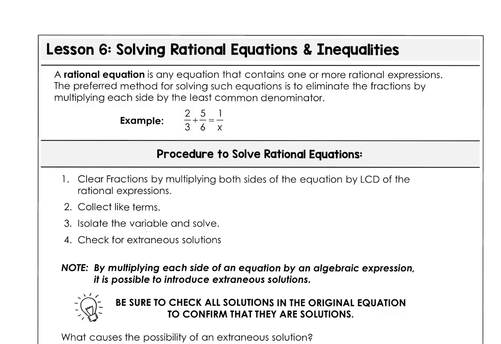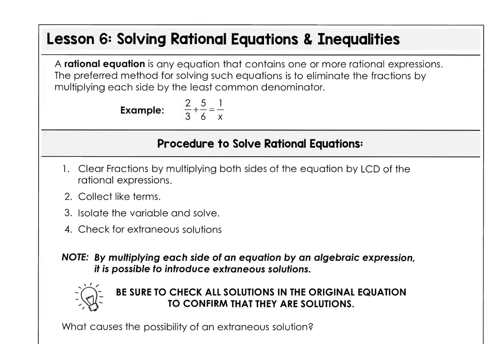Today's lesson 6 is all about solving rational equations and inequalities. A rational equation is any equation that contains one or more rational expressions. We're going to use two different methods. The preferred method is to eliminate the fractions by multiplying each side by the least common denominator.